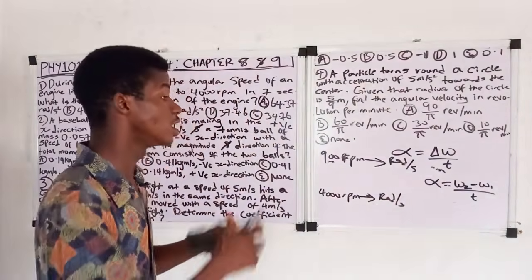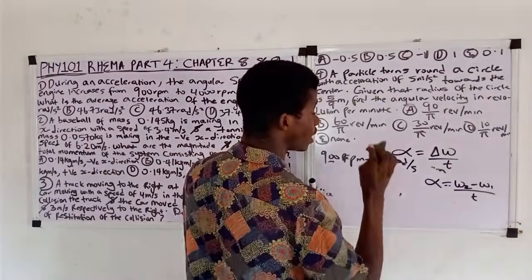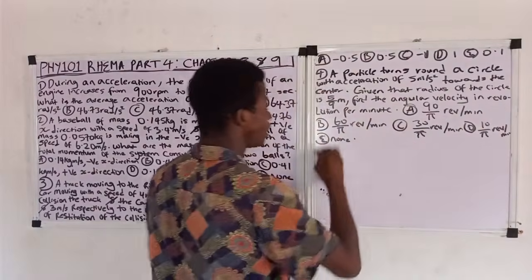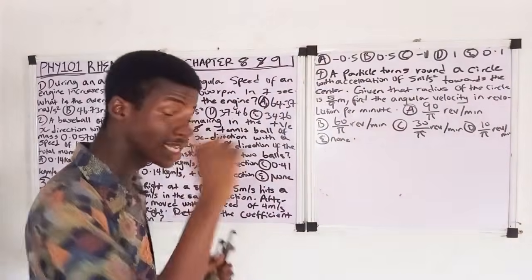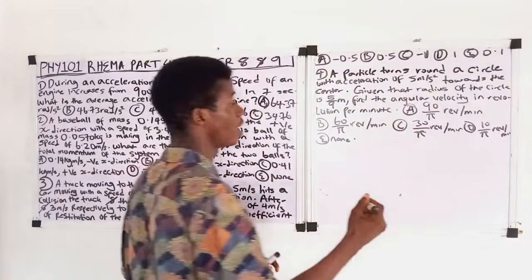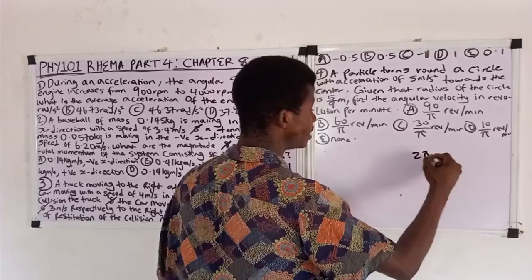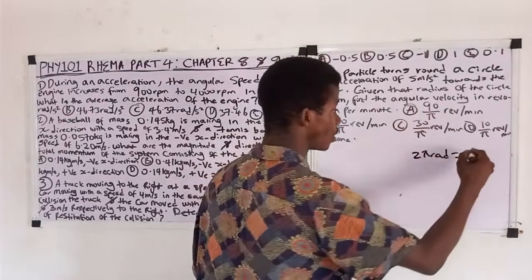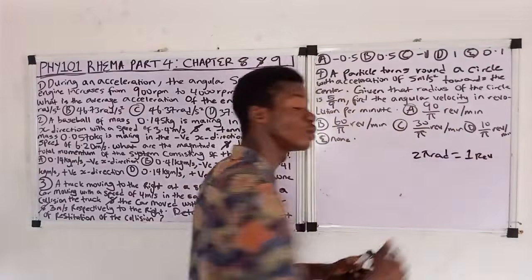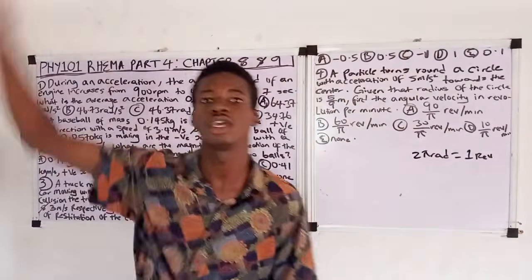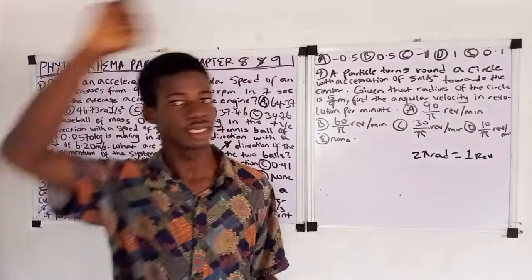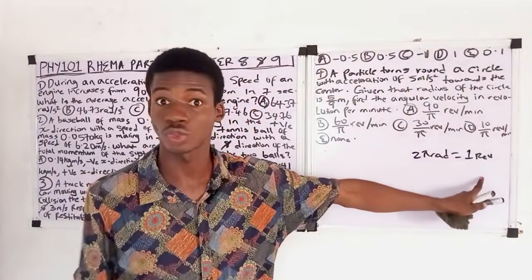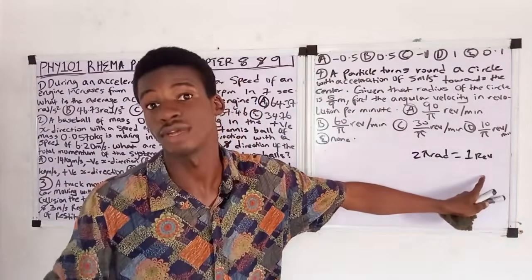It's very easy. This is under the conversion factor of angles. Just take note that this is very important: 2 pi radian is the conversion factor for angle. 2 pi radian is equal to 1 revolution. What is one revolution? That is 360 degrees. So 2 pi radian is equal to 1 revolution.